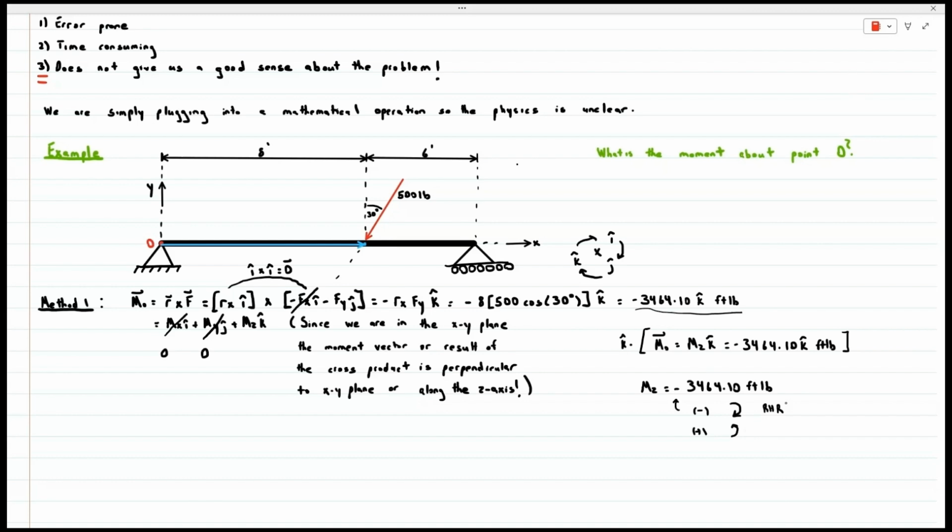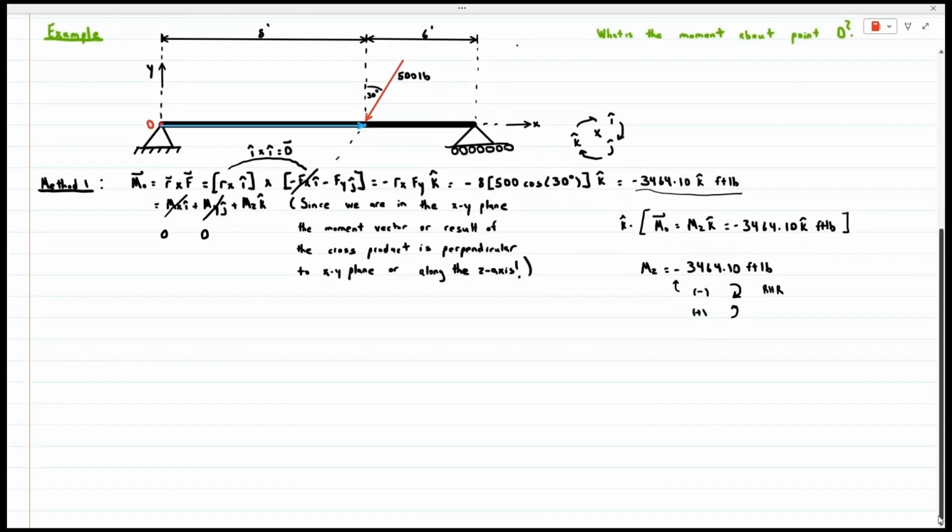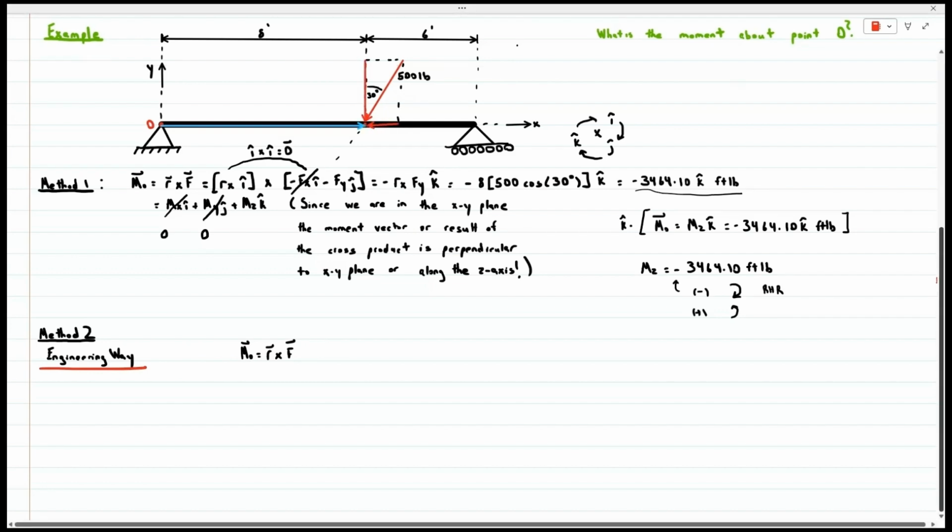Let's go ahead and move on to our second method. Our second method is how engineers would take this moment. Now, of course, engineers are still aware of the fact that a moment is an R cross an F. But you see, if we break this force into components shown above, some components will not contribute. That sine component doesn't contribute because it's parallel to our position vector. So our formula kind of reduces into just a force times a distance.